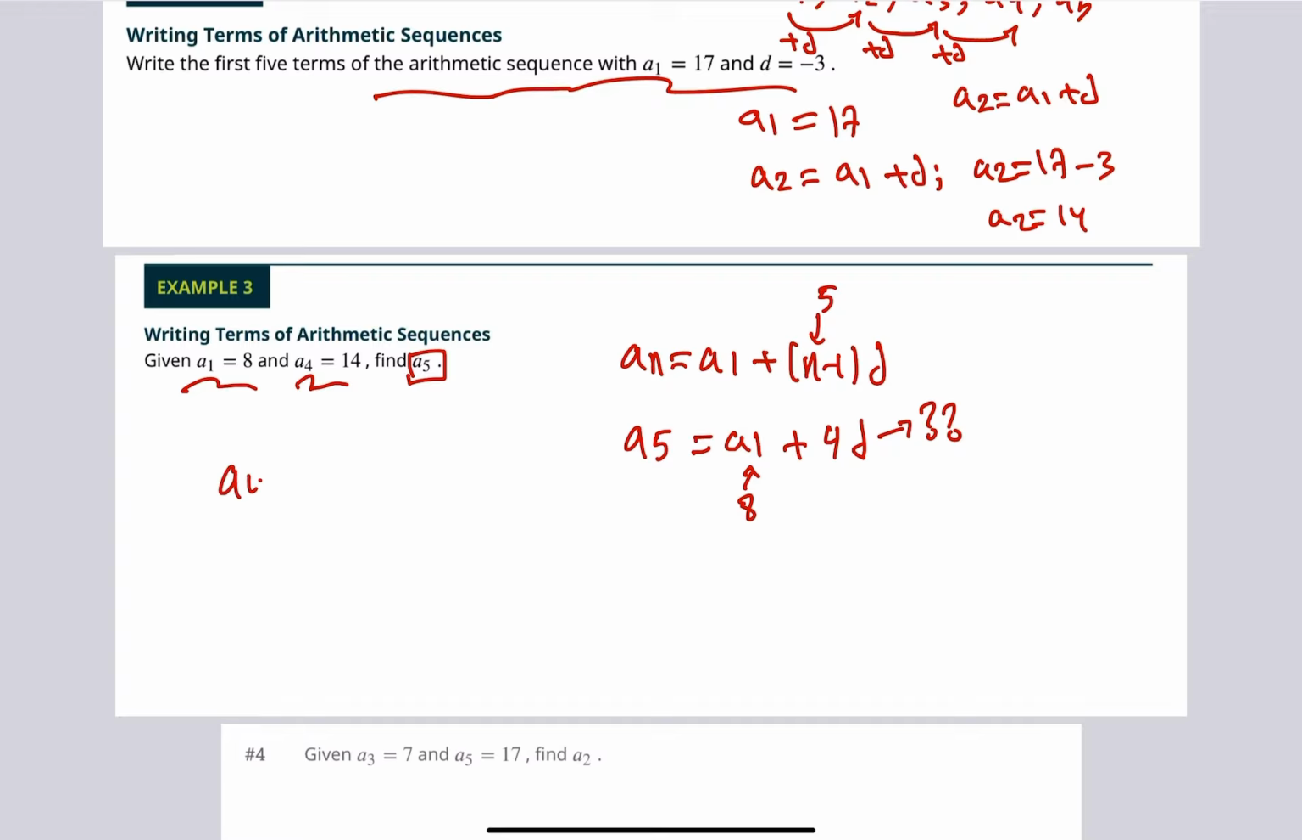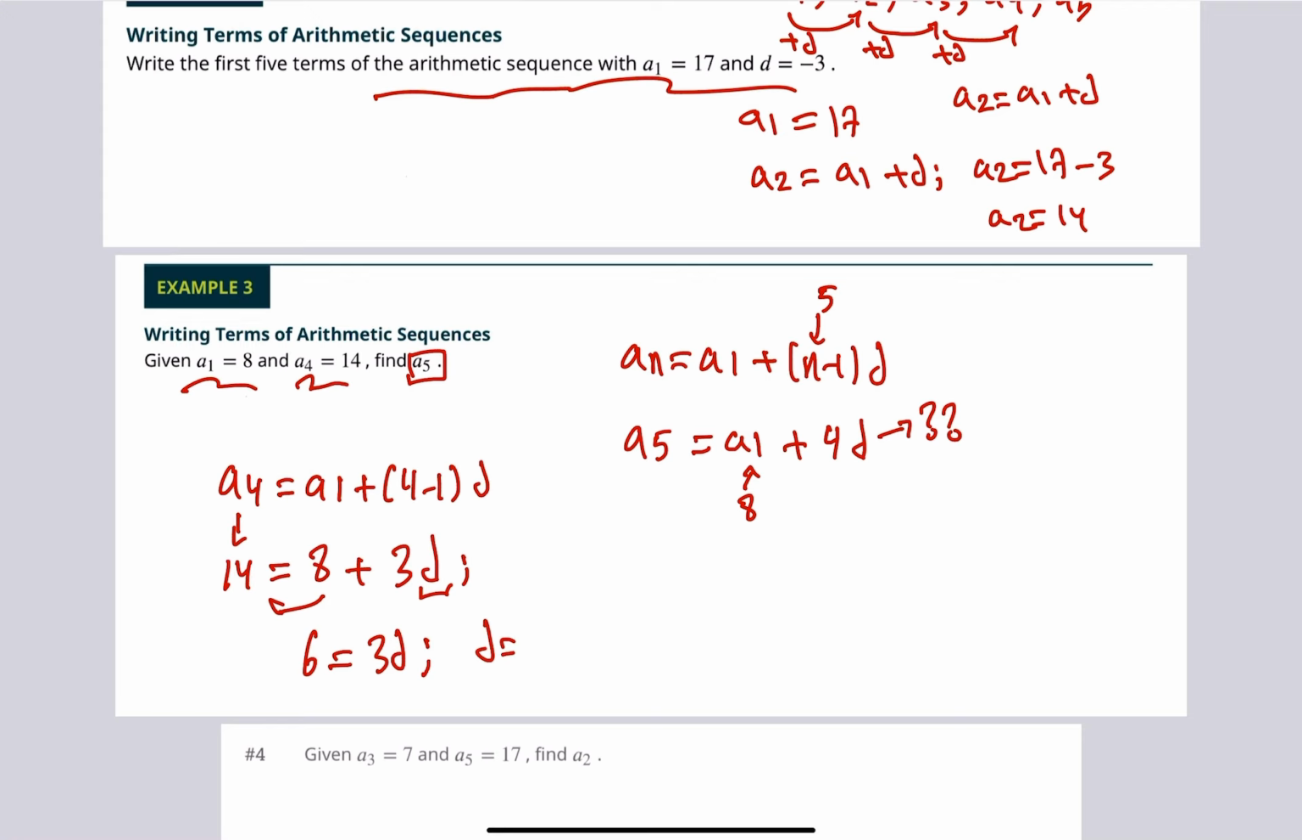If I have A4 equal to A1 plus 4 minus 1, multiplied by d, I have A4 which equals 14, which equals A1, which is 8, plus 4 minus 1, which is just 3, multiplied by d. Now we can find d by simply subtracting these two. 14 minus 8, 6, equals 3d. d equals what? 6 divided by 3, which is simply 2.